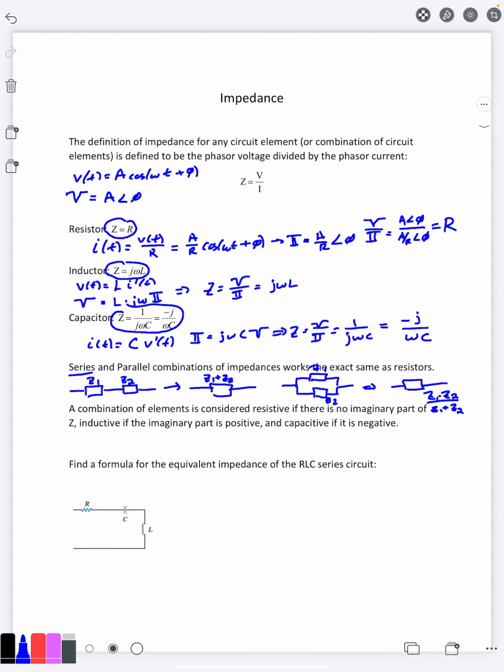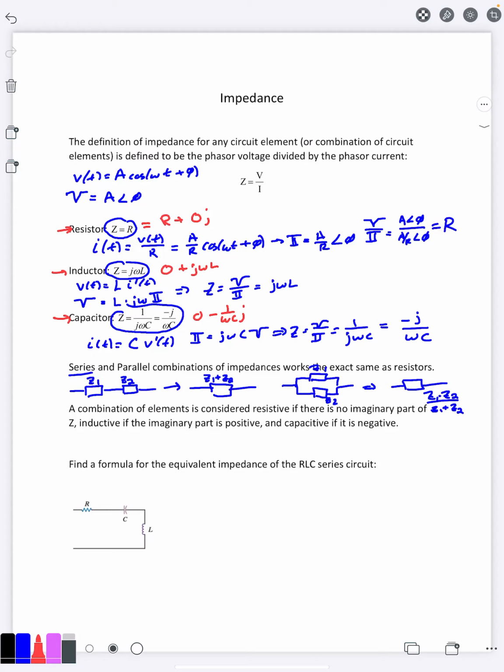Now, one thing that you're going to see in the cases here, if you have a resistor, notice how there's no J there. You can write this as R plus 0J. That means the imaginary part is 0. There is no imaginary part. For an inductor, it's 0 plus J omega L. Since omega is your frequency, it's going to be positive. L is the inductance, it's going to be positive. That means it has a positive imaginary part. And similarly, for capacitors, it's going to be a negative imaginary part.